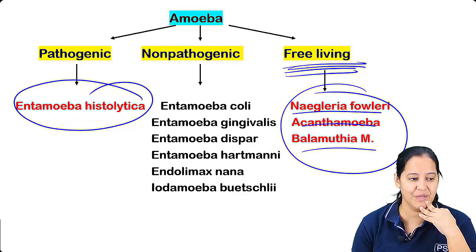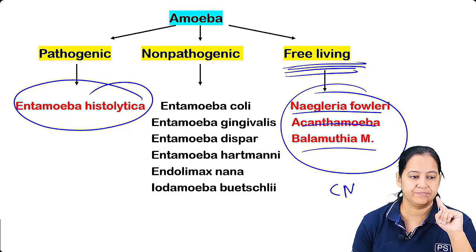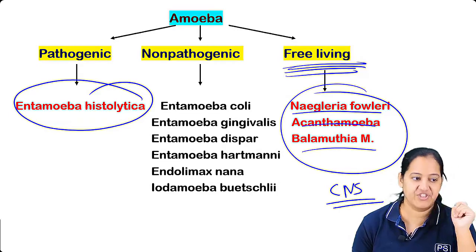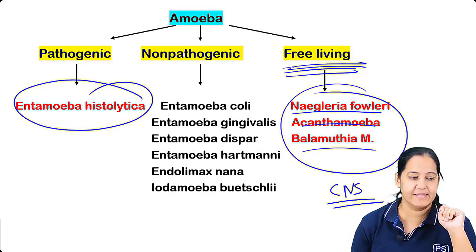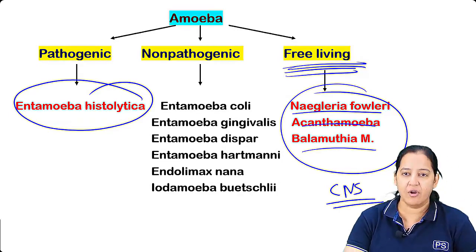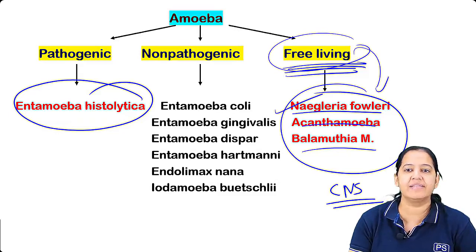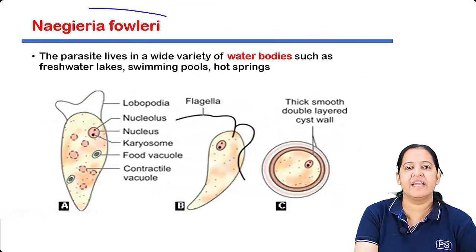Listen to me, listen to me. They all cause CNS infection. Okay? They all are brain eaters. Okay? They all are neuroparasites. They are not free living accidentally entering human body. Let's start with Naegleria. Let's start with Naegleria fowleri.